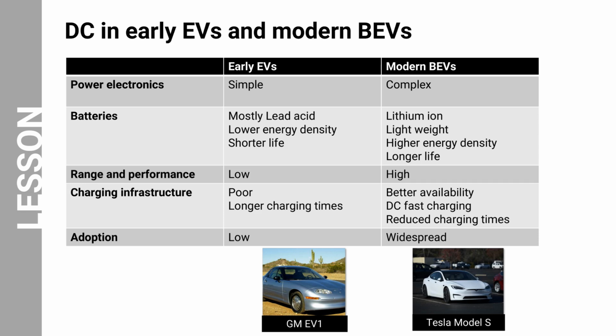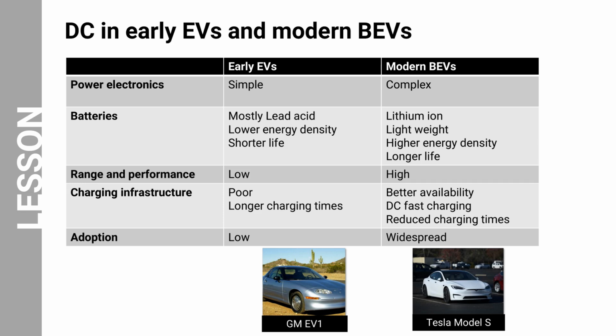Presented here is a comparison of DC usage in early electric vehicles, such as the General Motors EV1 model, and modern battery electric vehicles, such as the Tesla Model S. Early EVs had relatively simple power electronics. We will discuss more on power electronics later in this lesson. DC motors were directly powered by batteries, and the systems lacked the complex management and conversion systems found in modern EVs.